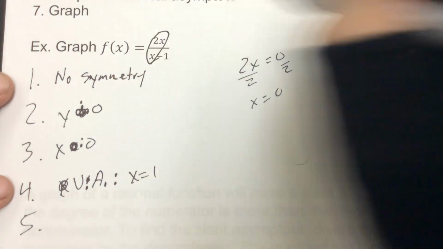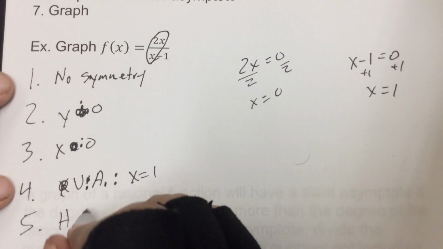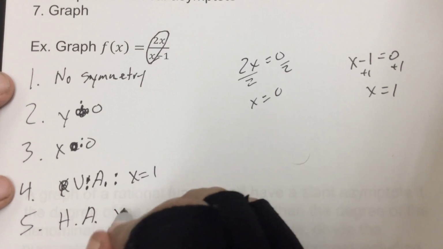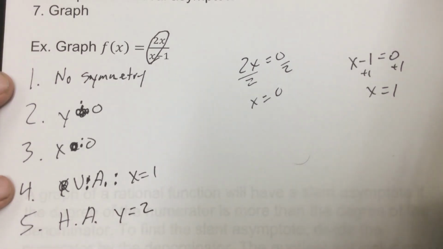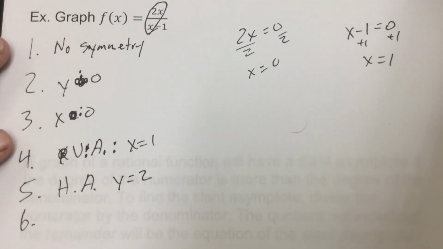So horizontal. Again, looking at this first one, they're both the same. So 2 over 1, which is 2. So horizontal asymptote, y equals 2. So making good progress. On to 6. 6, plot at least one point between and beyond each x-intercept and vertical asymptote.